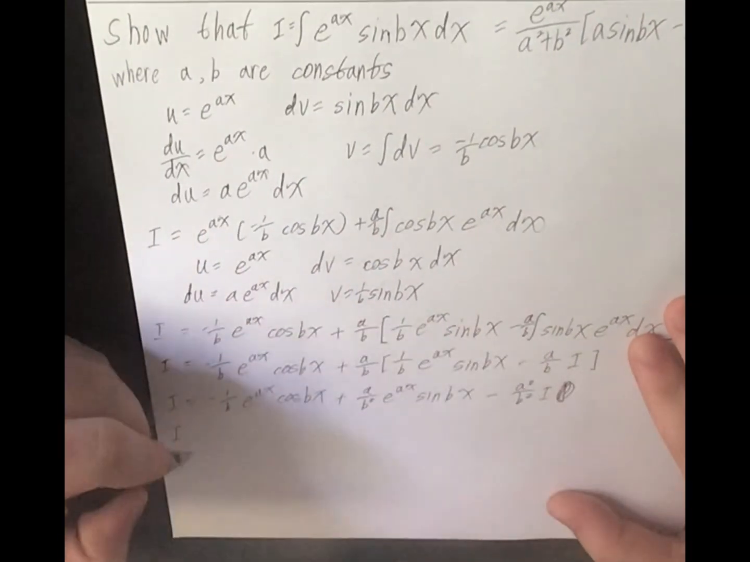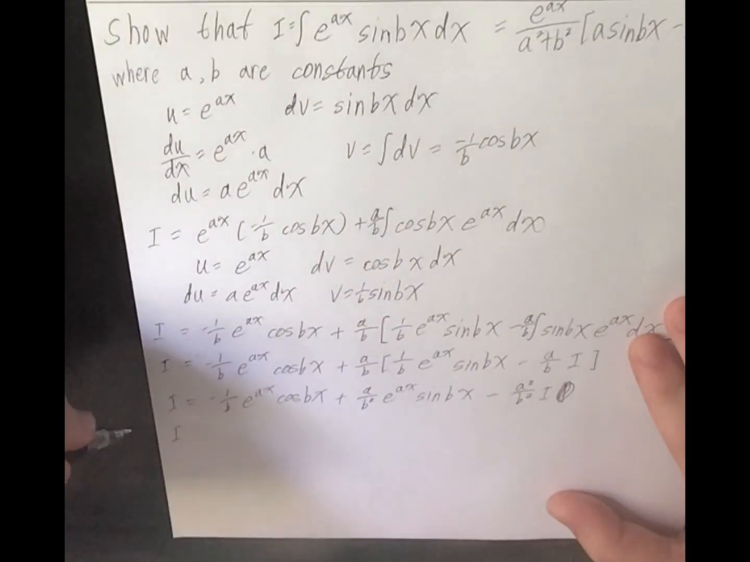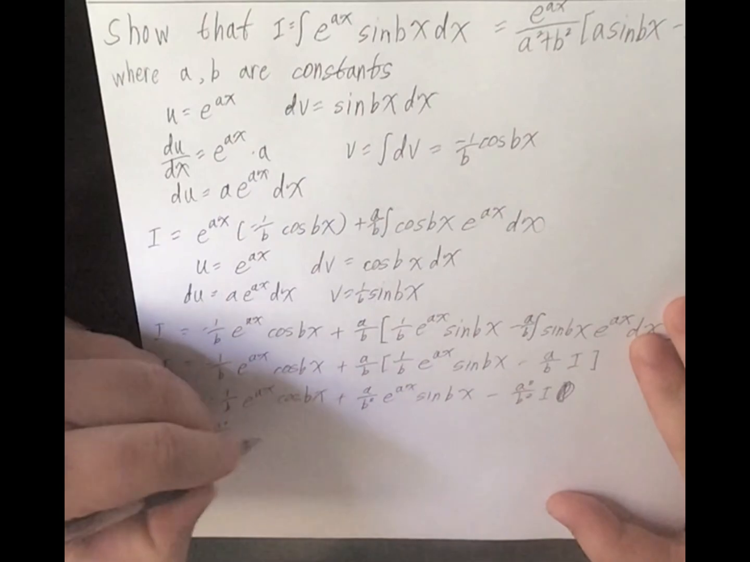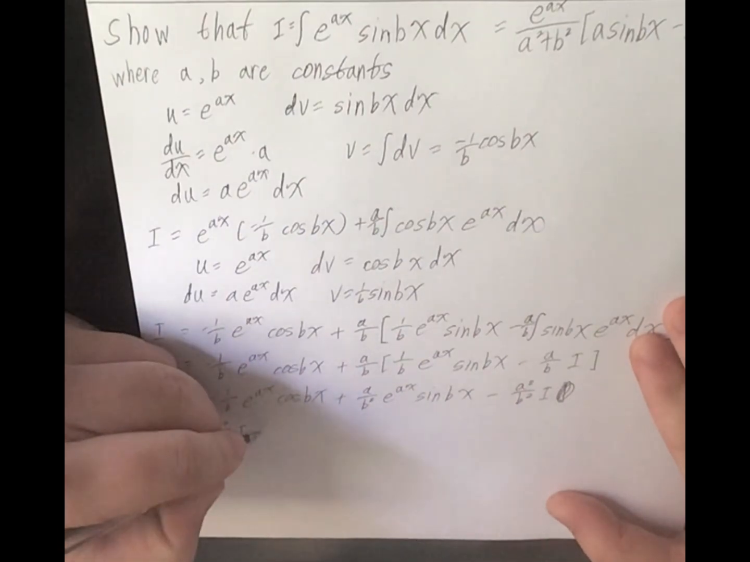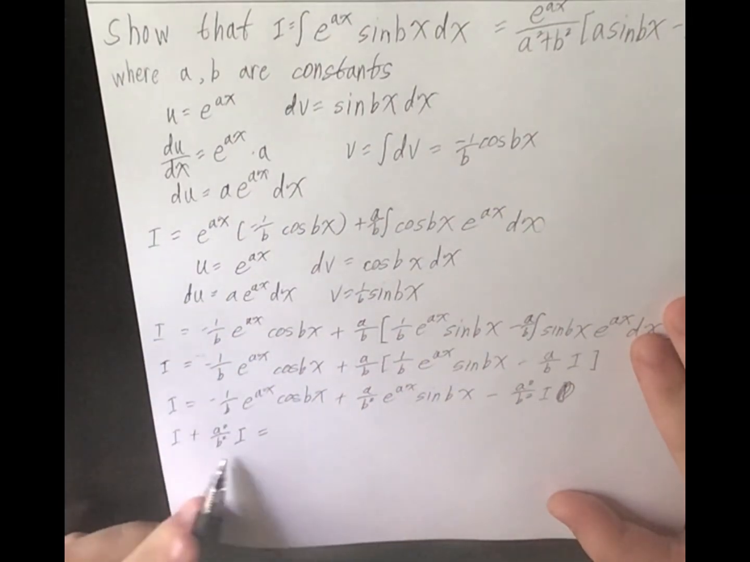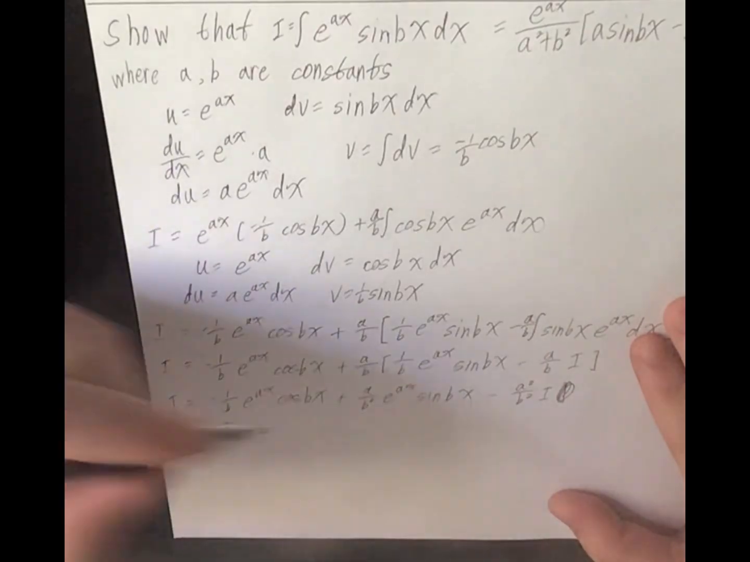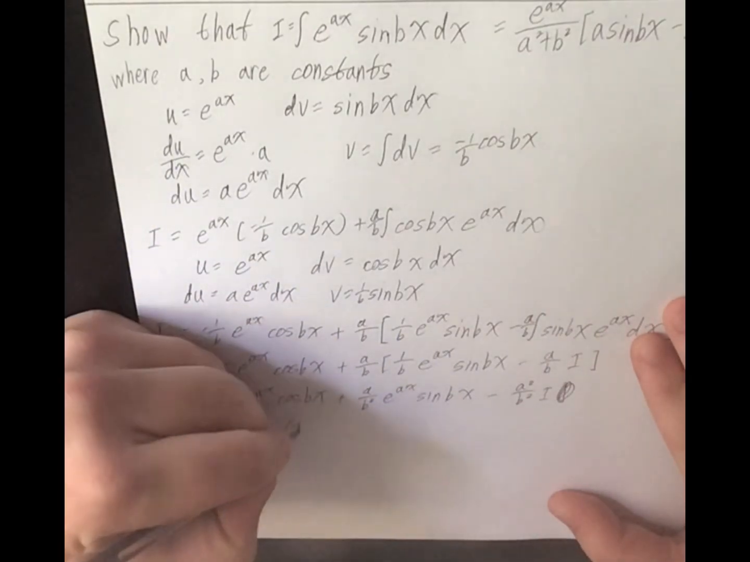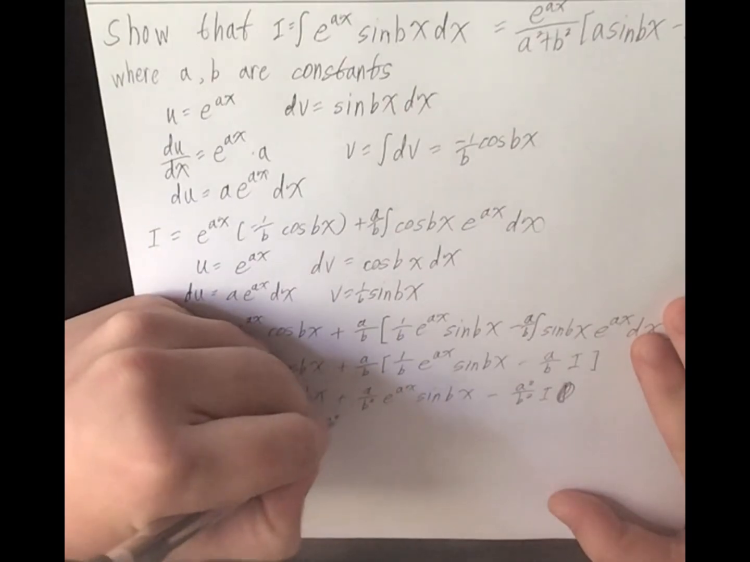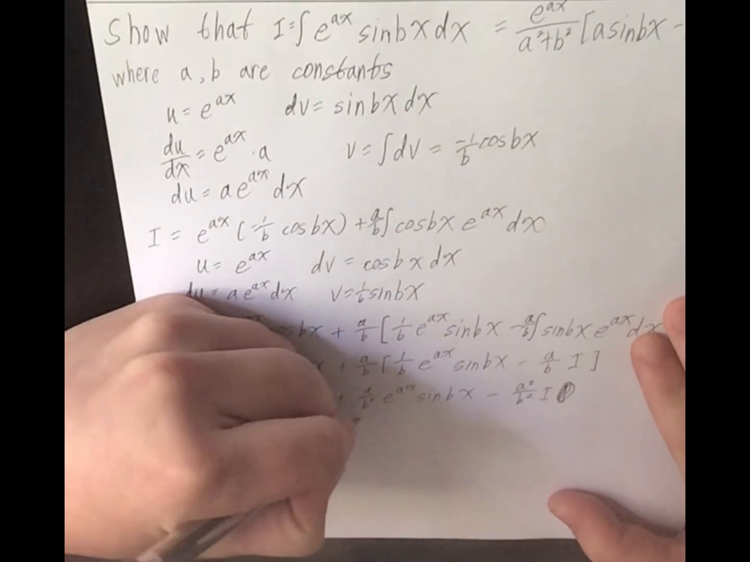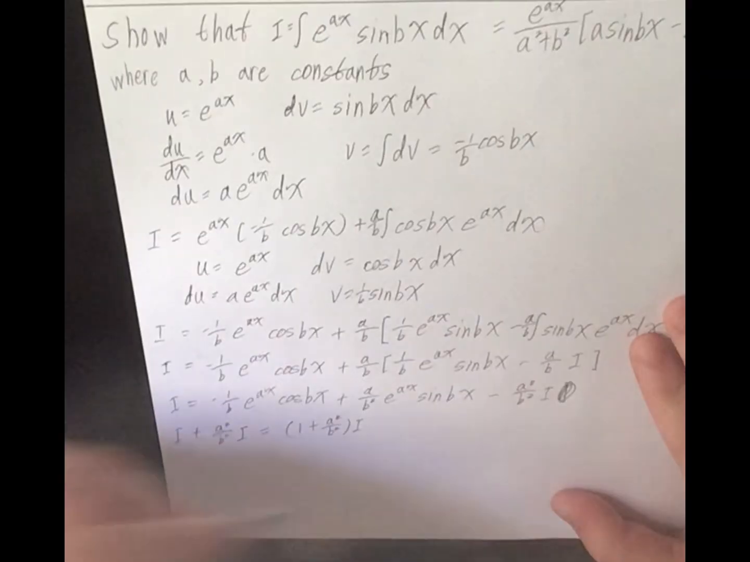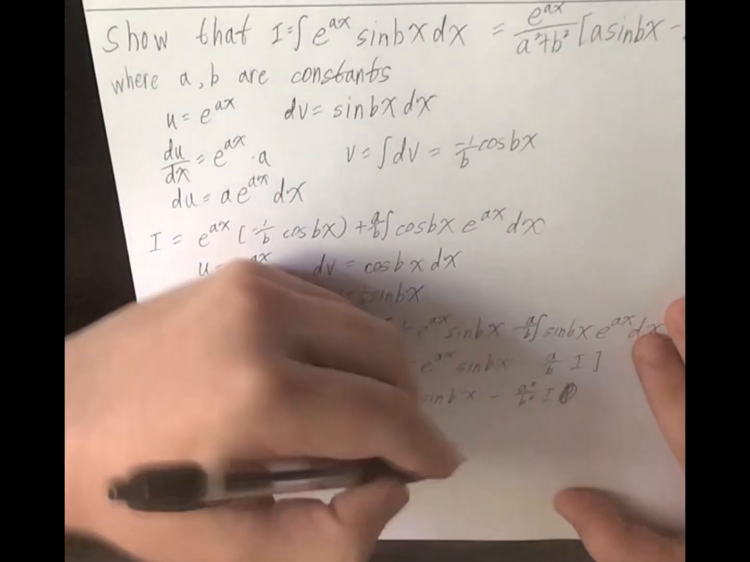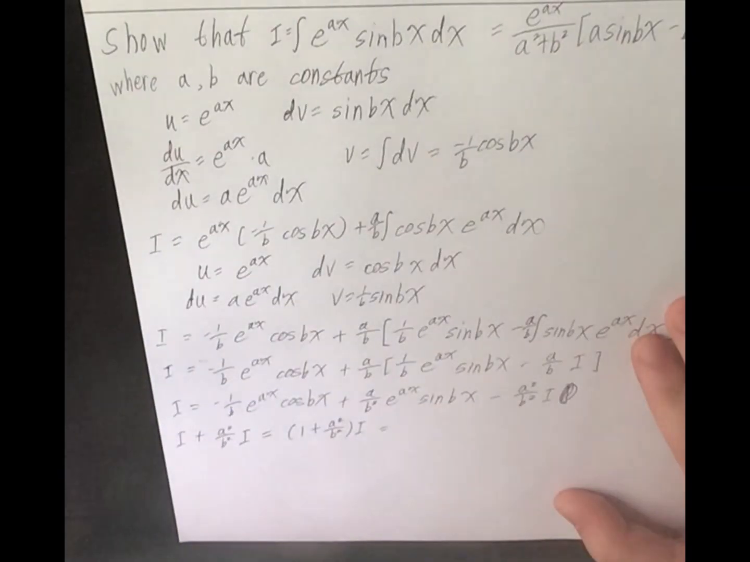It will be I, and if you move it to the other side, it will be plus a squared over b squared I. And then you can just take out the common factor of I here, which is the thing you're after. If you take out the common factor, this one is 1I, so it's 1 plus a squared over b squared I. And this is equal to this whole thing here. I'll write it out for you.